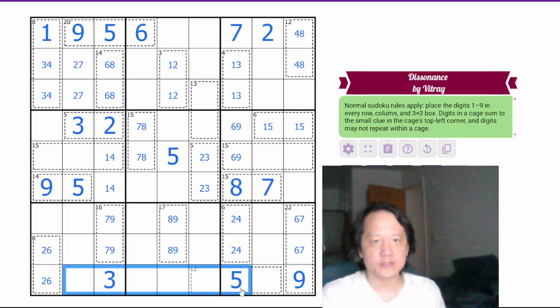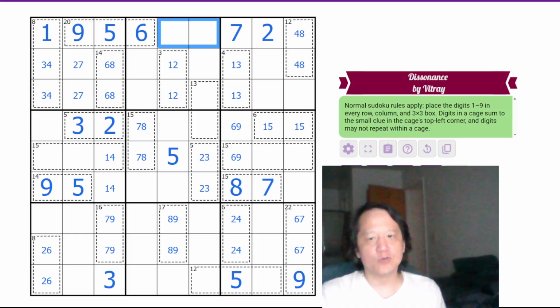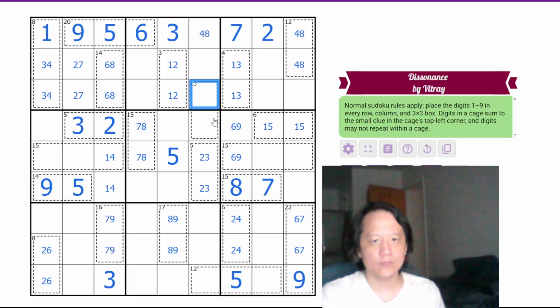We don't have something similar here because it's not... Remaining digits of row 1 are 3, 4, and 8. This can't be 3 because of the 2-3 pair in the column, so 3 has to be here. Okay.